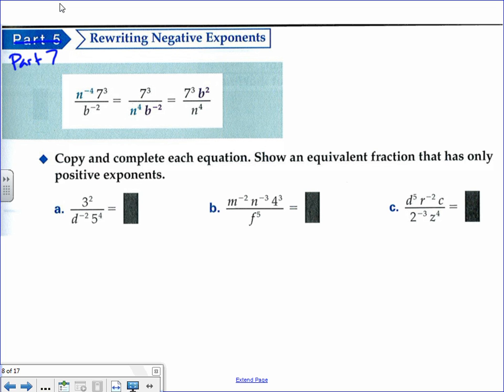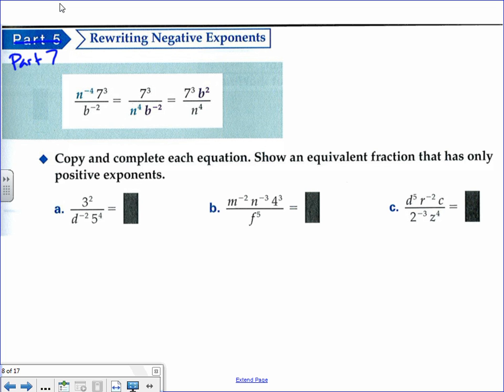Now remember, if an exponent is negative on top, we move it to the bottom. If it's negative on the bottom, we're going to move it to the top. So if you look at the example, the n to the negative fourth on top, they sent that to the bottom, so it would be n to the positive fourth. And then they looked at the 7 to the third and said, well, that's already positive on top. We'll just leave it on top.